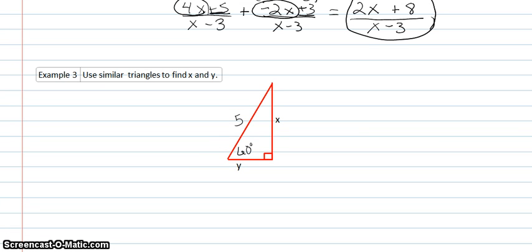Okay, in example 3, we want to get exact answers. So we want to leave square roots in. We don't want to have decimals as our answer. And so what we use to find the exact numbers is the 30, 60, 90 degree triangle.